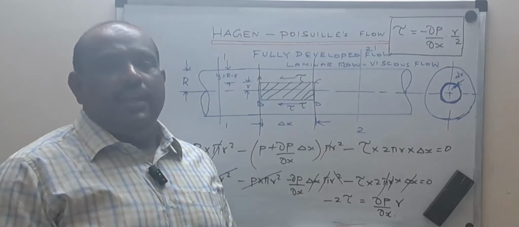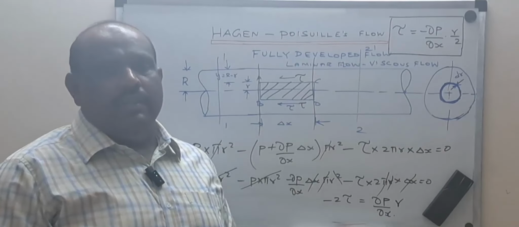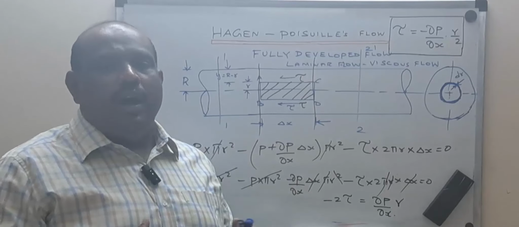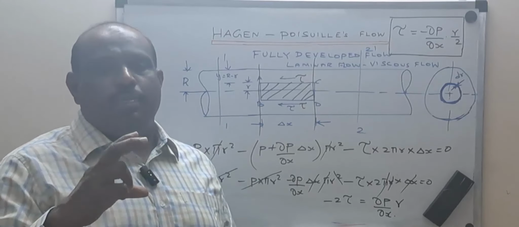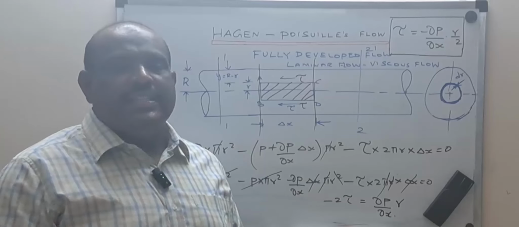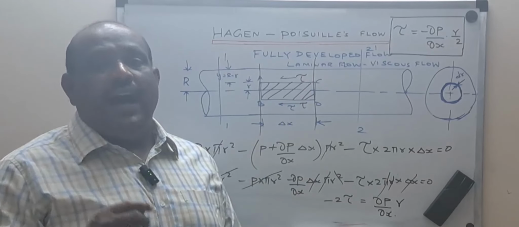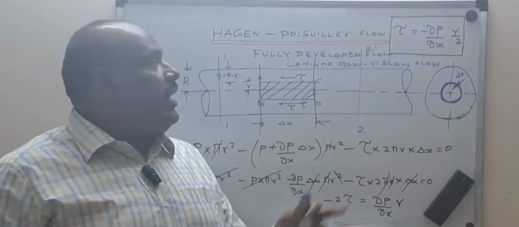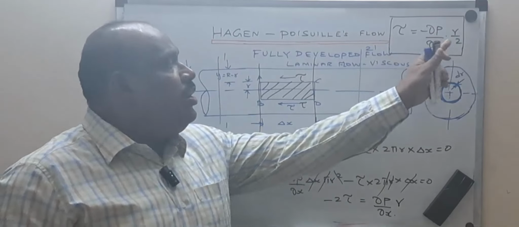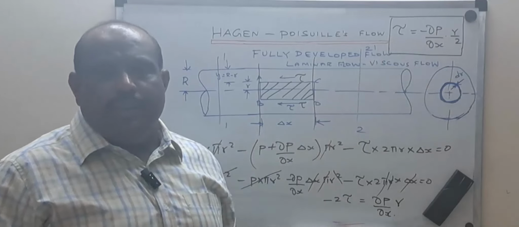Here the beauty is that dou P by dou x remains a constant. That is, for a particular pressure drop along the x-direction, the flow is happening. So dou P by dou x remains constant. So we can see that tau is a function of the radius. Tau is a function of radius and the value of tau will become 0. When will tau become 0? When r equal to 0, tau will also be equal to 0.